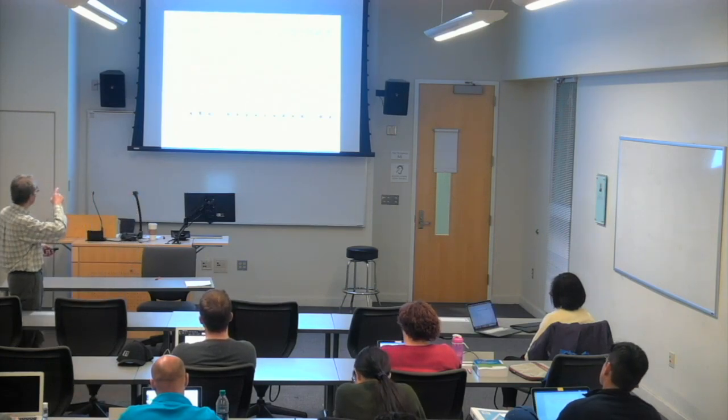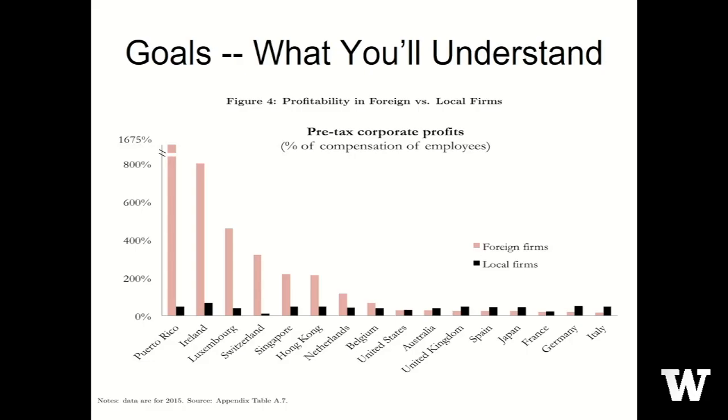Okay, these are just a couple, again, from the standpoint of trying to understand the big picture and the background to the December 2017 Tax Cuts and Jobs Act. Notice that this is profitability of foreign versus local firms, looking at pre-tax corporate profits as a percentage of the compensation of employees.